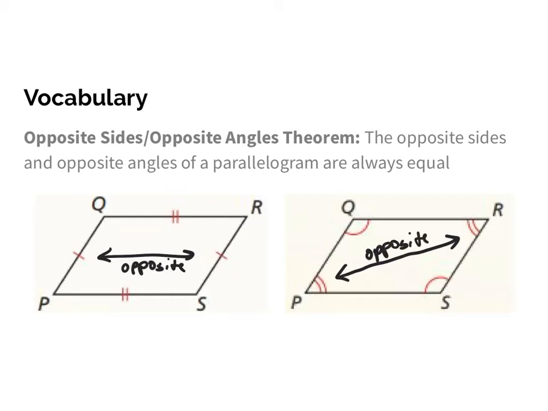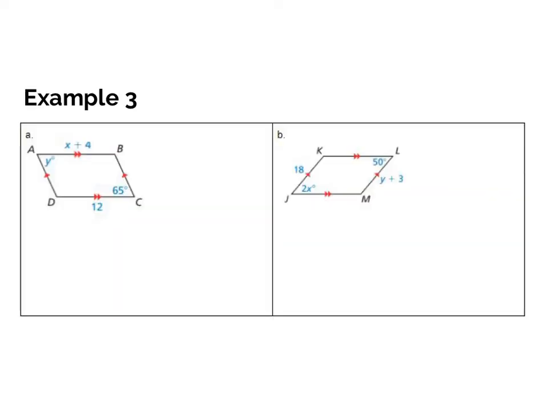So this is just a special property of parallel lines that we can then apply to parallelograms. So our goal is, we're going to use that idea of opposite sides and opposite angles being equal to each other to try and solve for unknowns. So for examples A and B here, we're going to use both properties at the same time.